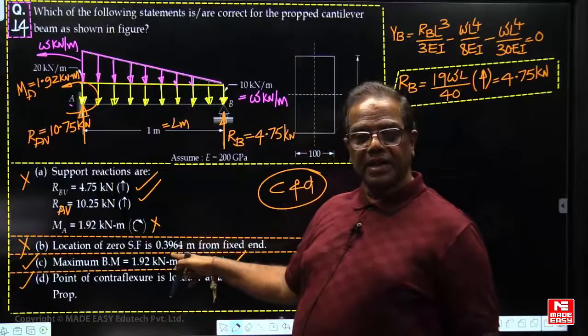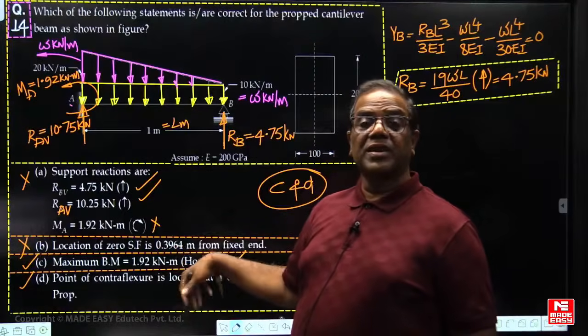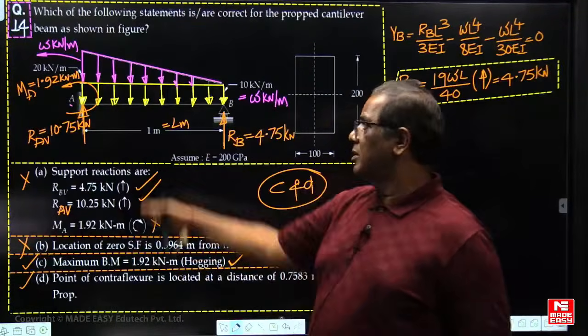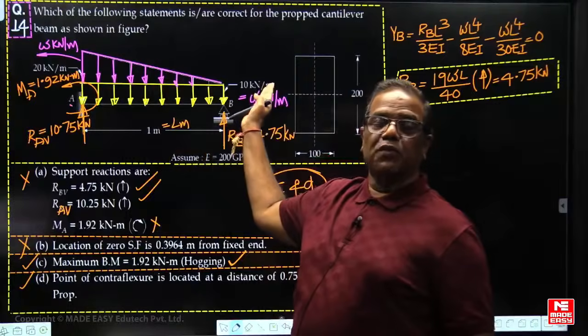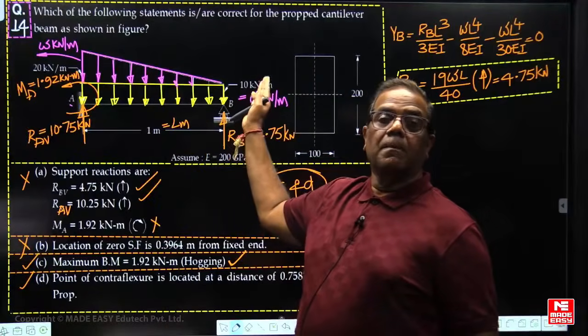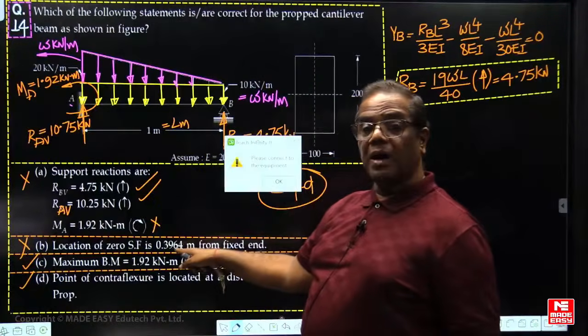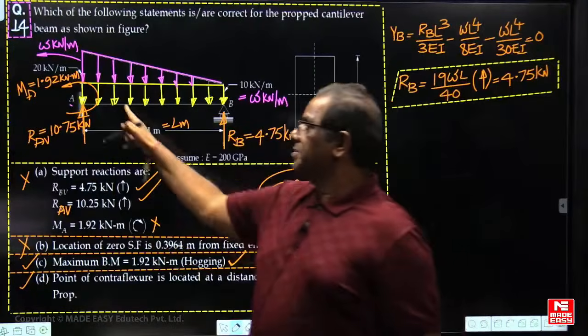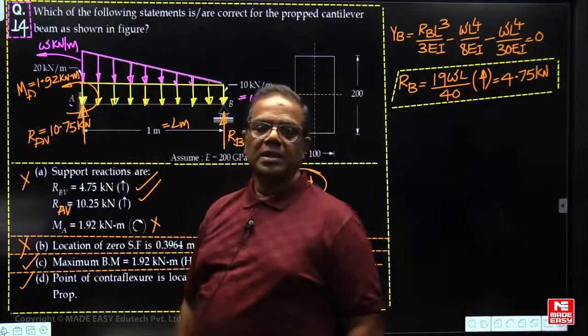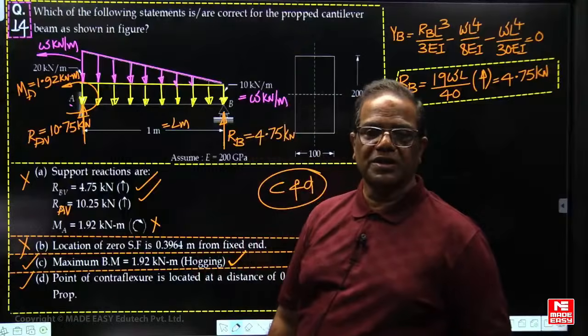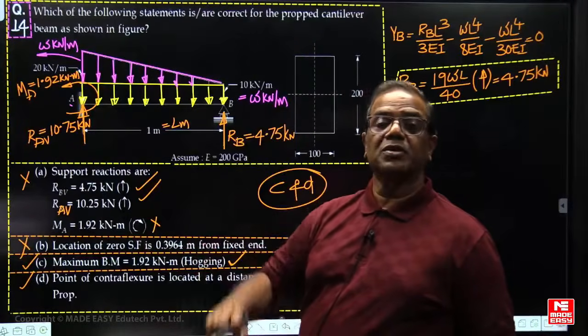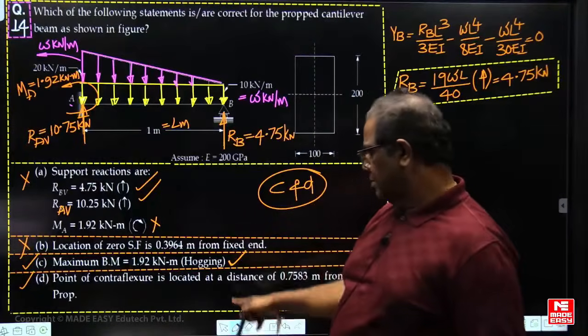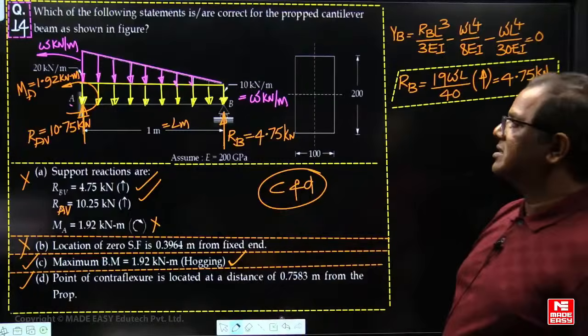And why is B incorrect now? How to get this? Equate the shear force equation to 0. Take a section, write down the shear force equation equal to 0. But you are getting this value from the prop, but it's given from the fixed end. Then this is the maximum bending moment. Then how to get the point of contraflexure? Equate the bending moment equation to 0. That is correct. So the answers are C and D.